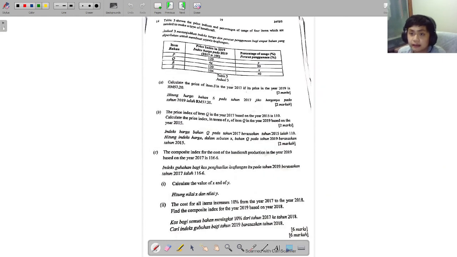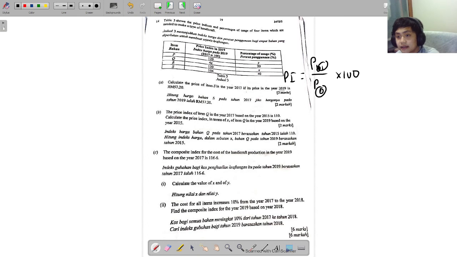Question 14. Table 3 shows the price indices and percentages of usage for 4 items which are needed to make a type of handicraft. So a lot of unknowns. Calculate the price of item S in the year 2017 if its price in the year 2019 is 57.2. The price index formula is standardized as P1 over P0 times 100. This will give us the price index. P1 is the year that we want, and P0 is the year of reference.